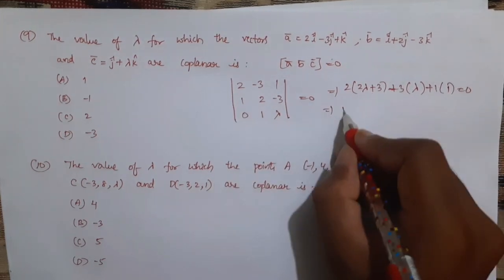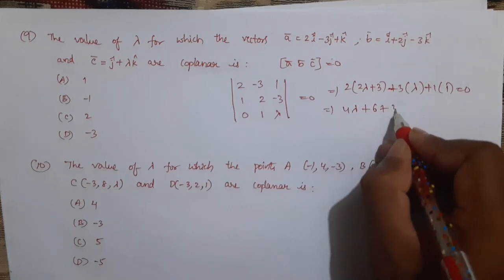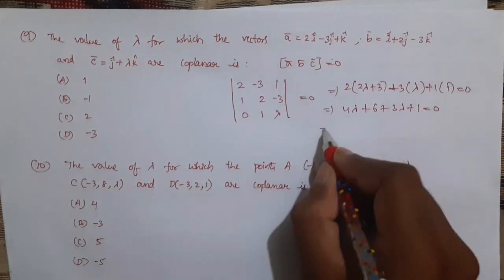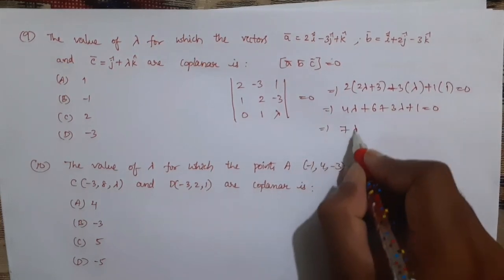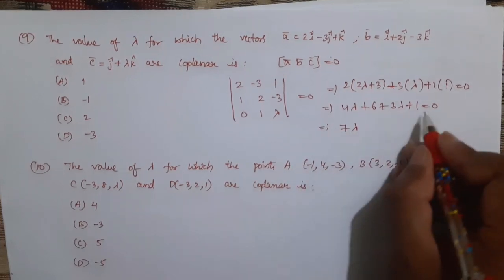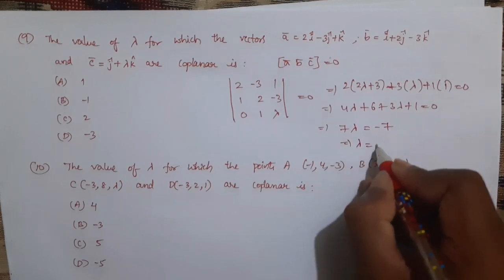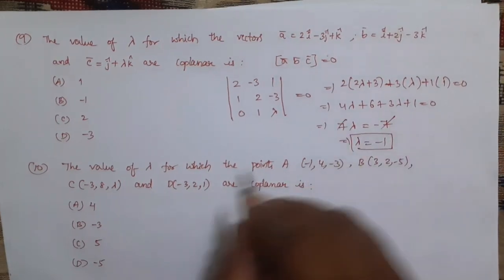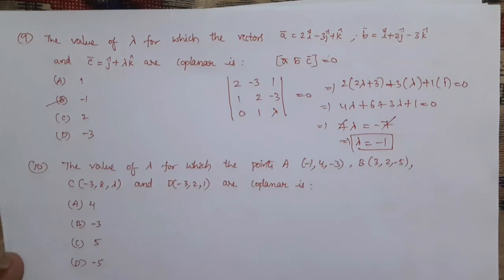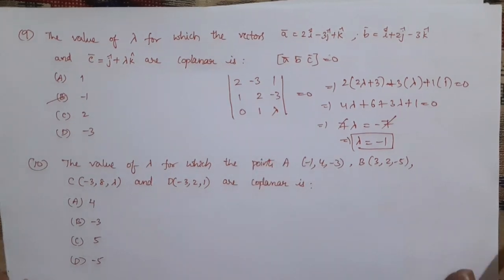That means 2 2 is 4 lambda plus 6 plus 3 lambda plus 1 equal to 0. 4 lambda plus 3 lambda is 7 lambda. 6 plus 1 is 7. Taking it to the right side, minus 7. That means lambda equal to minus 1. So that is option B. Coplanar means determinant equal to 0, that's all.